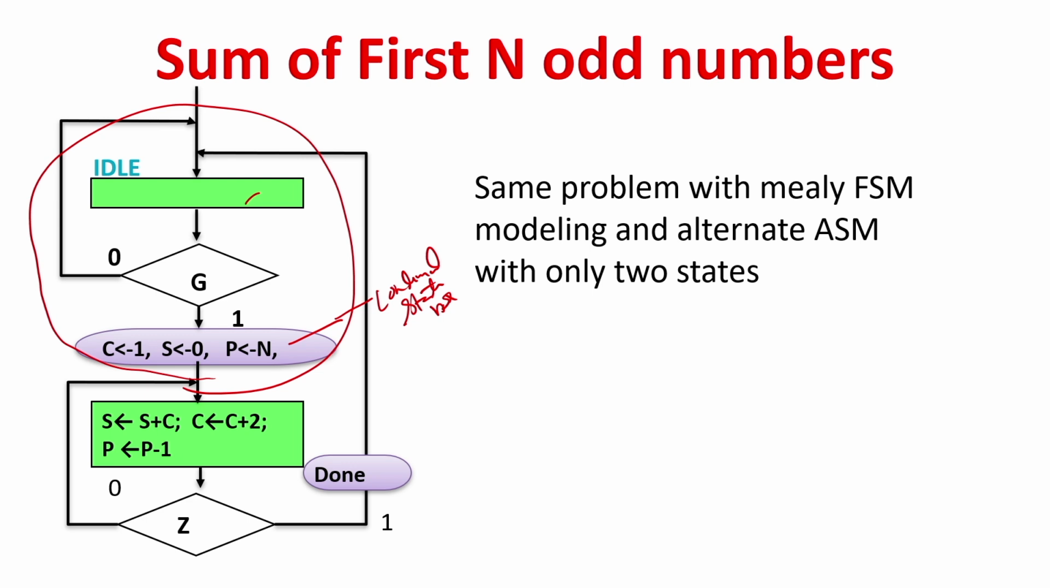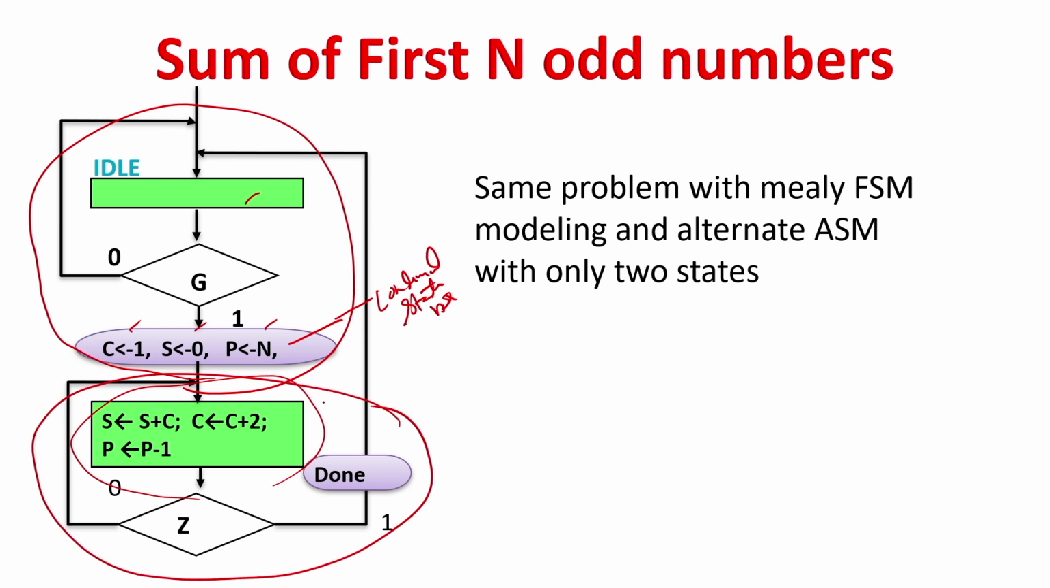So, when g is equal to 1 it will initialize c is equal to 1, s is equal to 0 and p is equal to n. Here p is a decrementing counter, initially loaded with the initial value n, s is the summation, and c is how many times we are counting. After that, what we do in every cycle is in another block. So, this example has 2 ASM blocks.